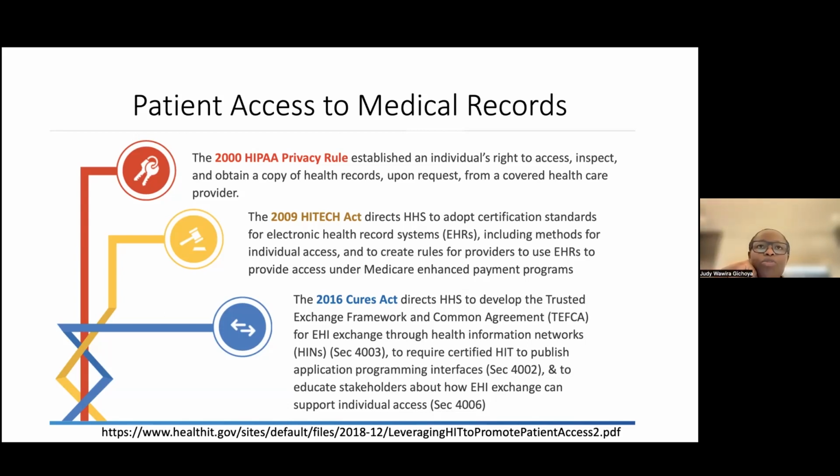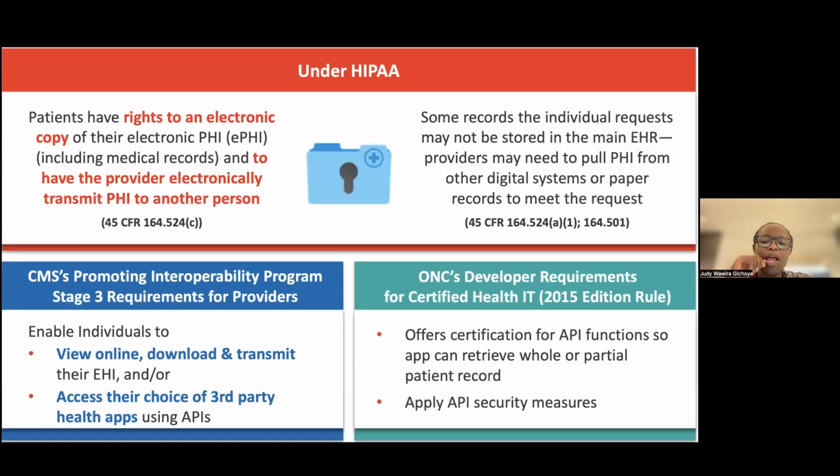And maybe this meaningful use is making us so closed off. The big future is that patients can access their data, even though their providers are spread across multiple systems. Under HIPAA, again, patients have a right to the electronic medical record and to have the provider transmit PHI, and you cannot charge them a ridiculous amount. Then there's the CMS promoting interoperability program, with stage 3 requirements for providers, which requires that digital systems allow individuals to view online, download, and transmit their electronic health information.